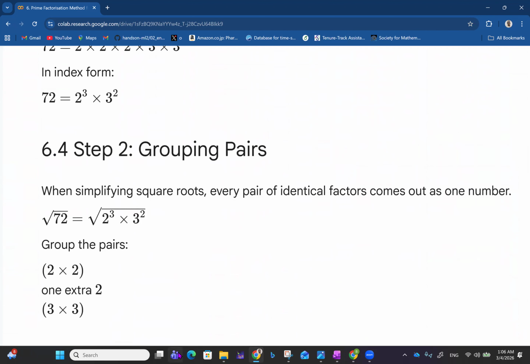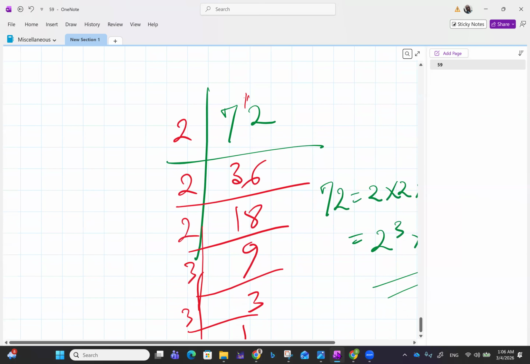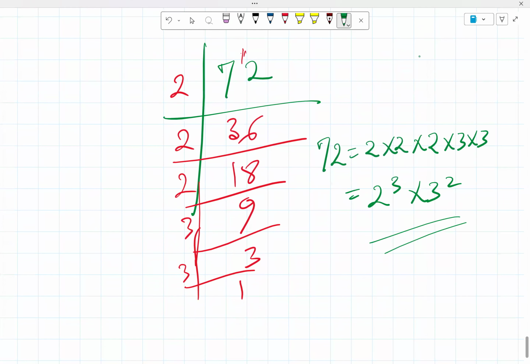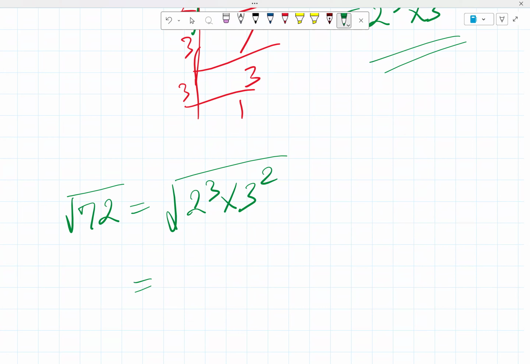So that's the grouping. If I go to the worksheet and do my own version of what that should be, it means that the square root of 72 is equal to the square root of 2 raised to power 3 times 3 raised to power 2. And that's the same thing as the square root of 2 raised to power 2 times 2, times 3 raised to power 2.